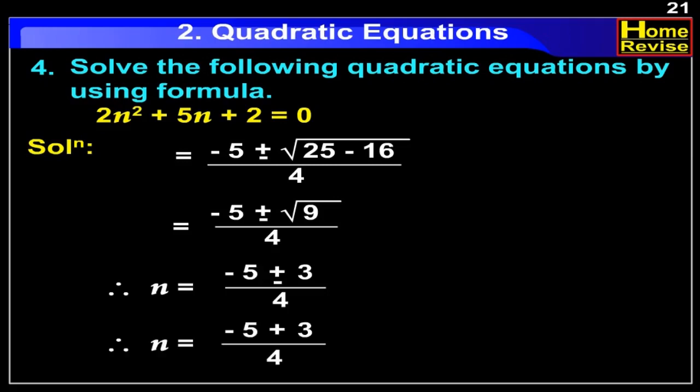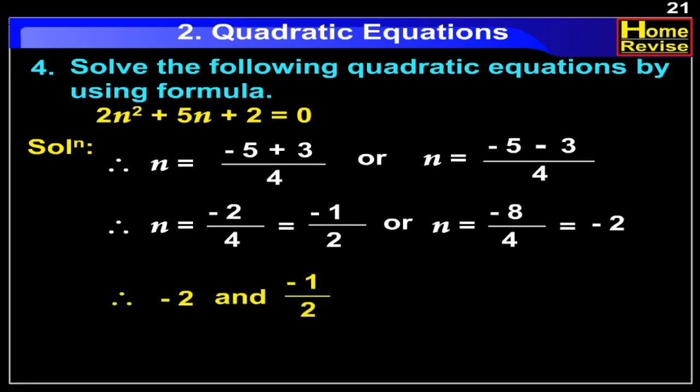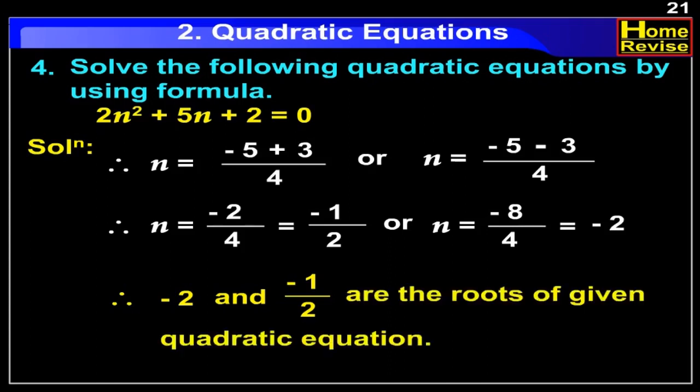Therefore, n = (-5 + 3) / 4, or n = (-5 - 3) / 4. Therefore, n = -2/4, which is equal to -1/2, or n = -8/4, which is equal to -2. Thus, -2 and -1/2 are the roots of the given quadratic equation.